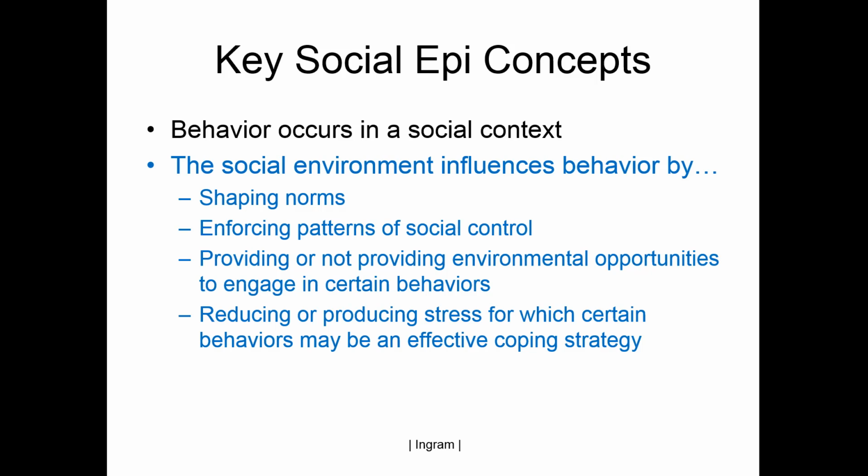As it relates to social epidemiology, behavior occurs in a social context. For instance, the social environment influences behavior by shaping norms, enforcing patterns of social control, providing or not providing environmental opportunities to engage in certain behaviors, and reducing or producing stress for which certain behaviors may be an effective coping strategy. So what are some examples?